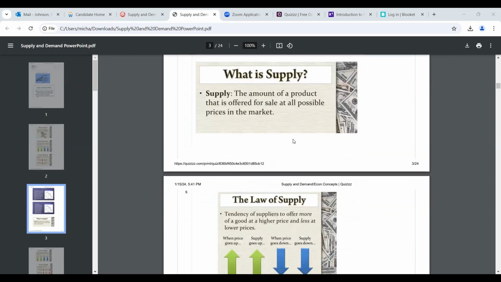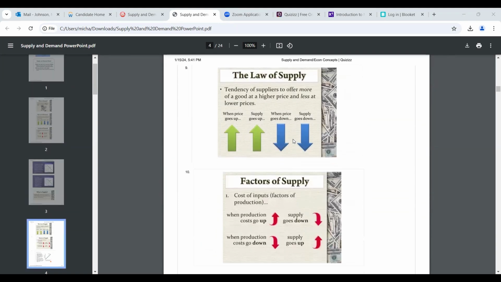What is supply? Supply is the amount of the product that is offered for sale at all possible prices in the market. The law of supply: the tendency of suppliers to offer more of a good at a higher price and less at lower prices. When price goes up, supply goes up. The reason is that when price goes up, the supplier, the company, will get more money if they sell. If they get a higher price for the product, they'll sell more because they'll get higher profits, so they have more of an incentive. Incentives are very valuable because they'll make more money if they sell more goods. That's the benefit of selling. If the price is higher, they'll make more profit.